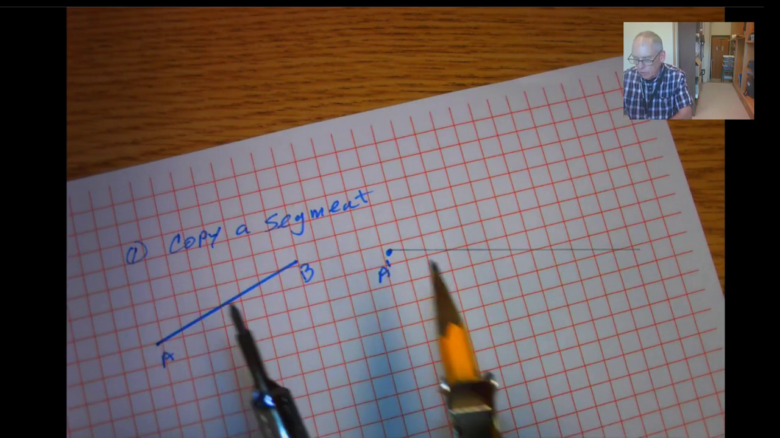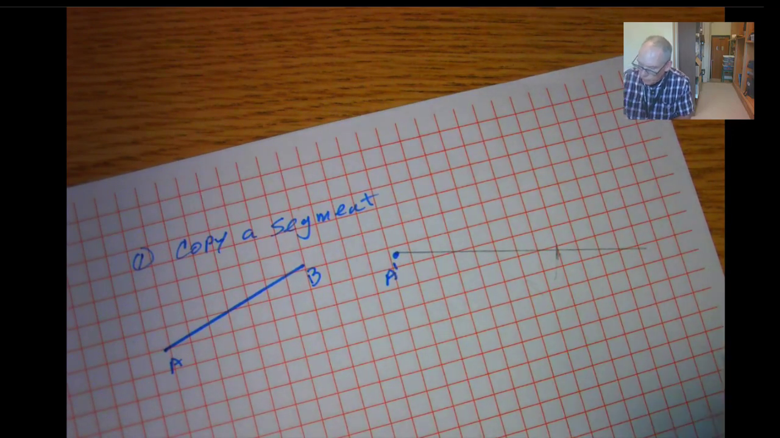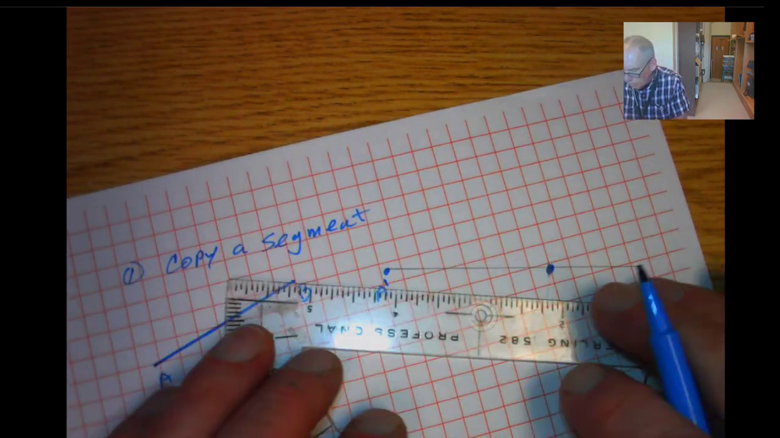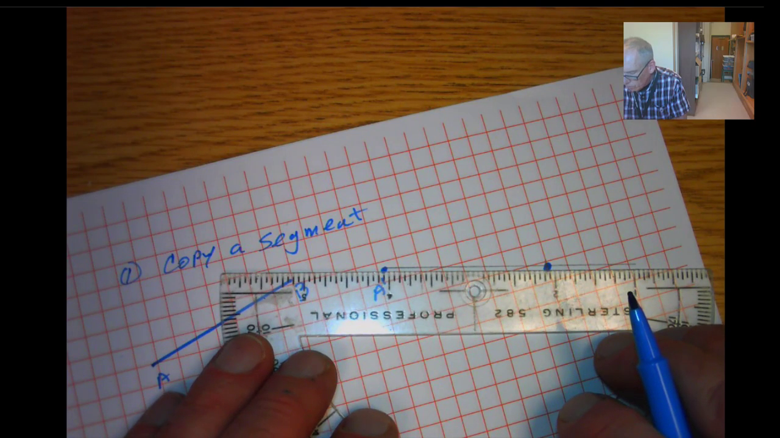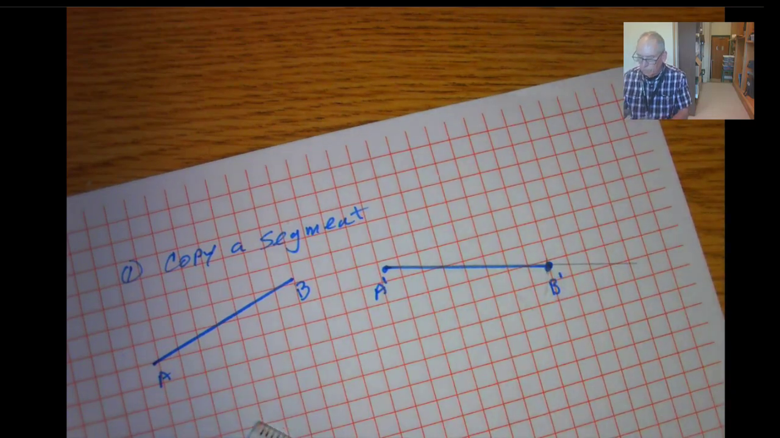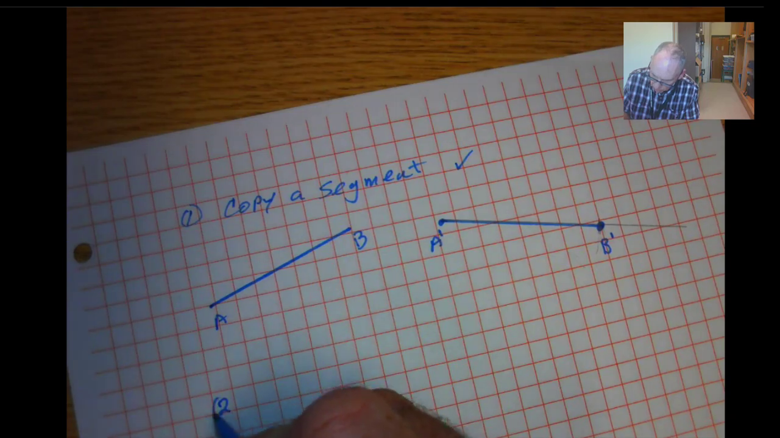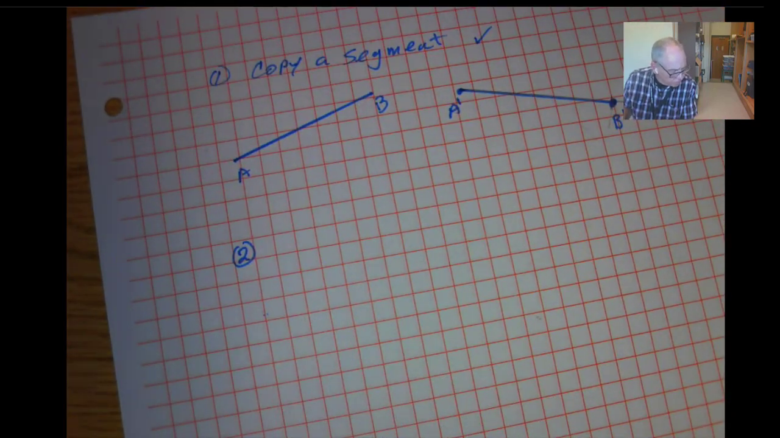So we take our compass and we measure the distance between A and B, and then we transfer that measurement over to our line where the segment needs to be copied to, and we draw it in. And since I started with A prime for this one, I'm going to call the other point B prime. So that's our copy a segment construction.